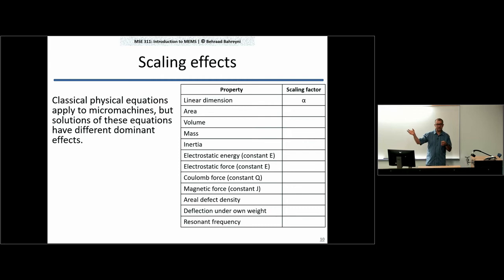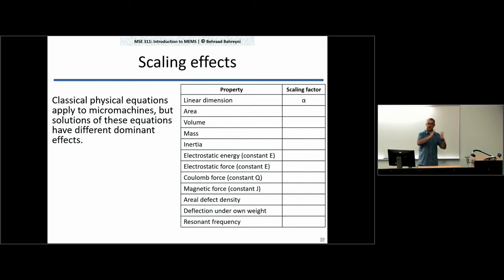So you went from, let's say, a 100-gram proof mass to something on the order of a milligram or less. What is the effect of this on the performance? In here, we're going to go through some of those major issues. Let's assume that we scale down the linear dimension by a factor alpha, where alpha is larger than 1. So let's say I go from 1 meter to 1 millimeter. So alpha is going to be 1,000, right?